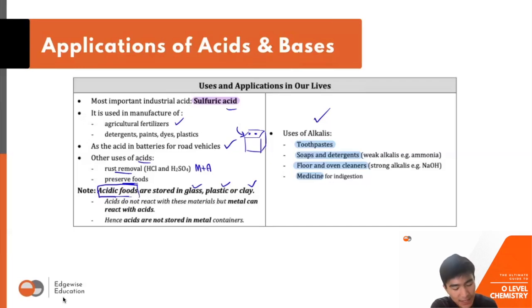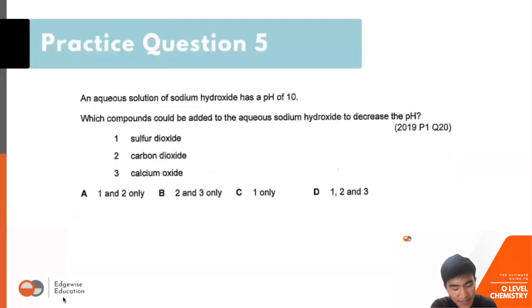All right, let's try this question. Last few practice questions. An aqueous solution of sodium hydroxide has pH 10. First question: is sodium hydroxide a strong base or a weak base? Is it a strong alkali or a weak alkali? Can anybody tell me? Very good, thank you, Andy. It's a strong base, a strong alkali.